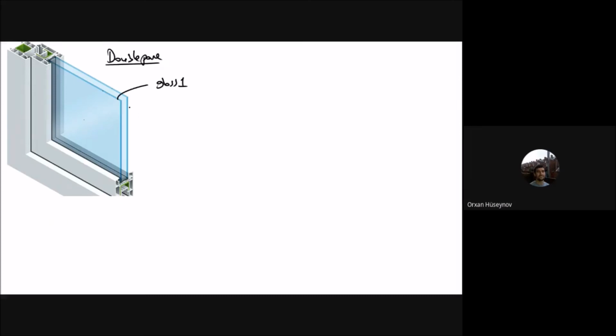So you have glass 1 here, and you have glass 2. Let's write the values here. Glass 1 is 3 millimeters, and glass 2 is 3 millimeters. In between glass 1 and glass 2, you have the air, and let's say this thickness is 10 millimeters.